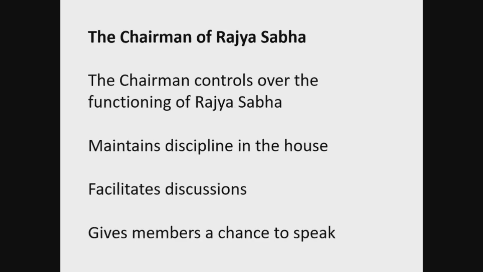Now, if we wish to speak about the Rajya Sabha, they have the chairman. The chairman controls the functioning of Rajya Sabha. The Vice President of India is the ex officio chairman of Rajya Sabha. The functions of Rajya Sabha chairman also include maintaining the discipline in the house, facilitating discussions for the members, and giving members a chance to speak.